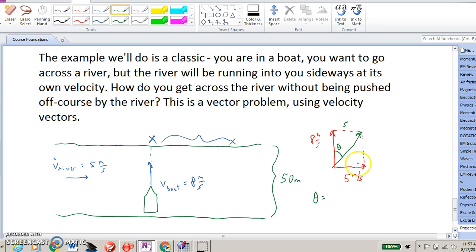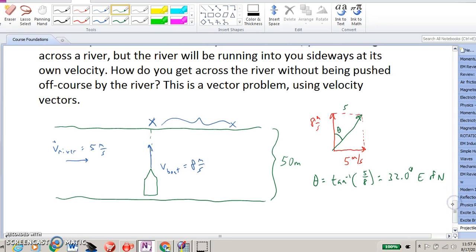Notice if we use one of these triangles, we could do, say, an arctangent or an inverse tangent. Let's see, so tangent is opposite over adjacent, so 5 over 8. And when you punch that into your calculator, you get something like 32 degrees. And that's with respect to that vertical line. So you're being pushed off course at 32 degrees. This would be east of north, if you go ahead and use that kind of notation.